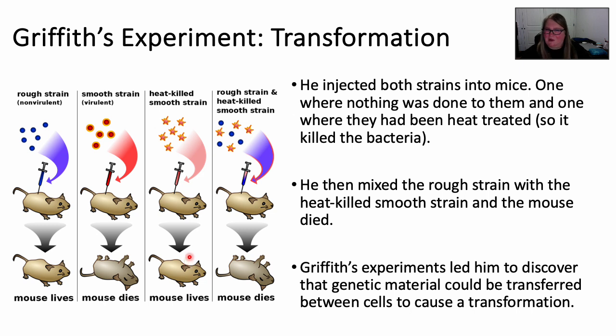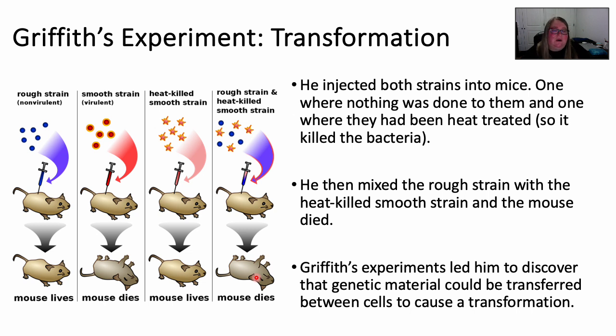Now, not quite sure how or why he did this next part, but one of the things that he did is he combined both the living R strain, so the non-pathogenic version, with the heat-killed S strain, so the one that was pathogenic that no longer works. Now, when he did this, he saw something very surprising. Okay, so when he did this, he expected to see the mouse living, right? Because with the R strain, it was living, and with the heat-killed S strain, it was living. Well, when he did this, the mouse died.